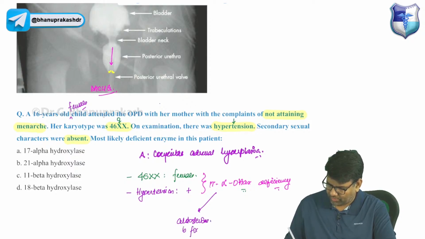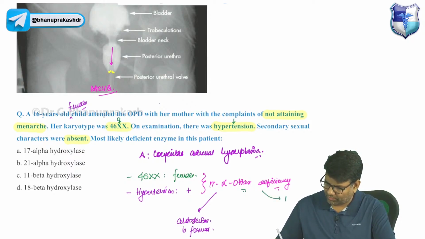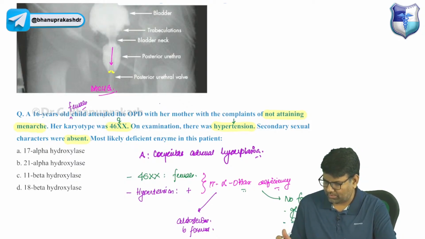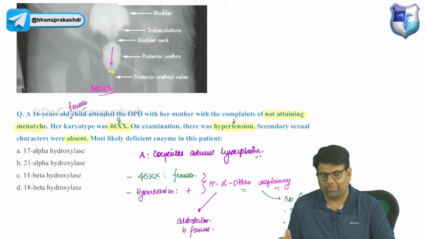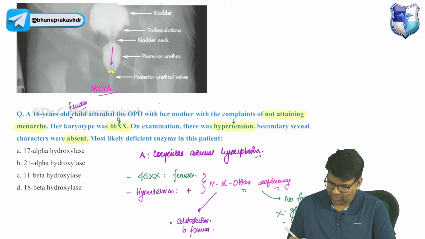Aldosterone is formed, but there is no synthesis of glucocorticoids and sex hormones. Clear? Because this is the connecting link, the initial starting point for the process of synthesis of glucocorticoids and sex hormones. So if this is deficient, these are not formed, only aldosterone will be formed.